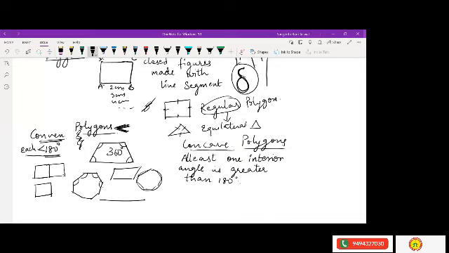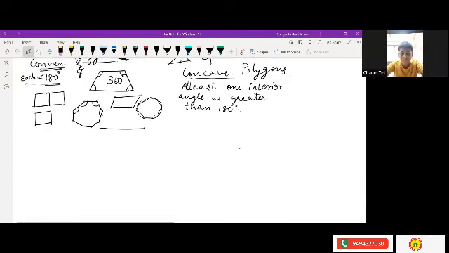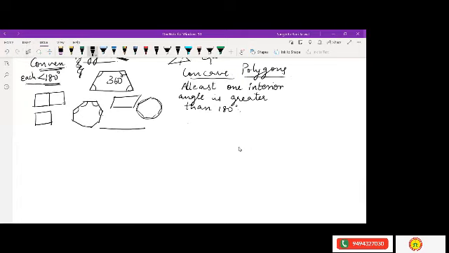Yes, ma'am. Greater than 180 degrees, reflex angle only, no? Yes, ma'am. So you can look for any shape. Suppose I'm taking this shape. Any interior angle, it's saying, at least one interior angle is greater than 180 degrees. It can even be more, but at least one should be there. You can see this interior angle is greater than 180 degrees. It's clearly visible.